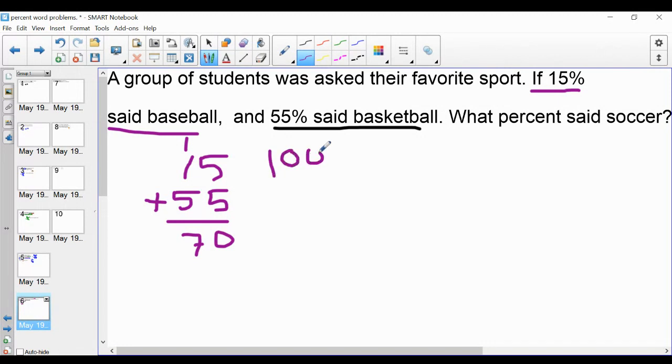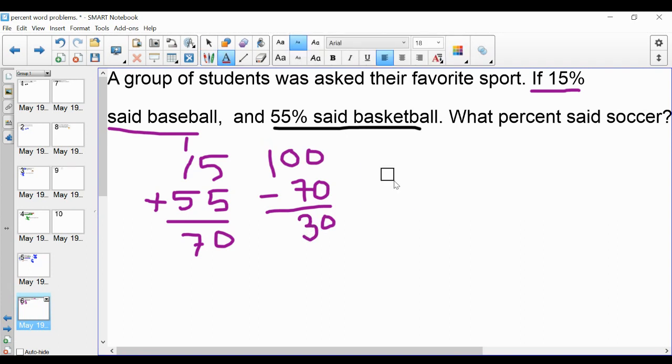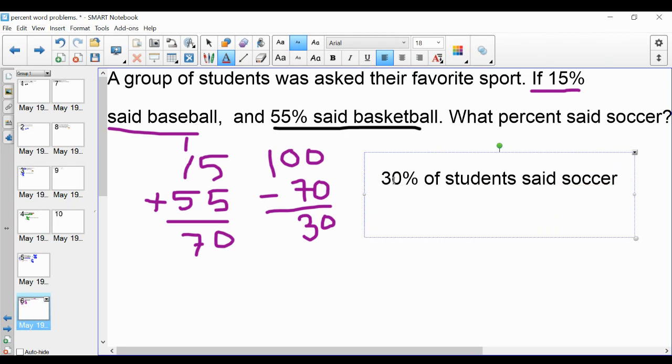So 100 minus 70, 0 minus 0 is 0. You can look at this number all together here. 10 minus 7 is 3. So then we have 30% of students said soccer was their favorite. We want to try to use complete sentences when we're writing our answers too, not just 30%, because that doesn't mean anything.